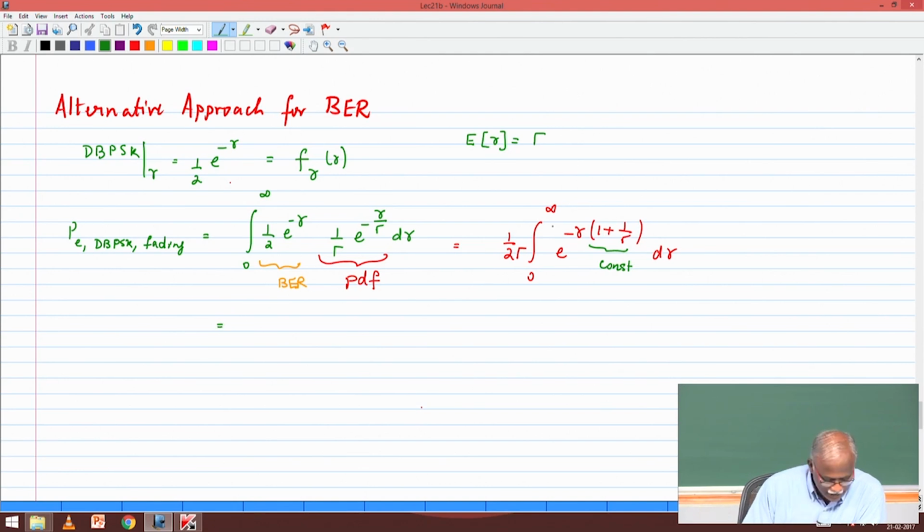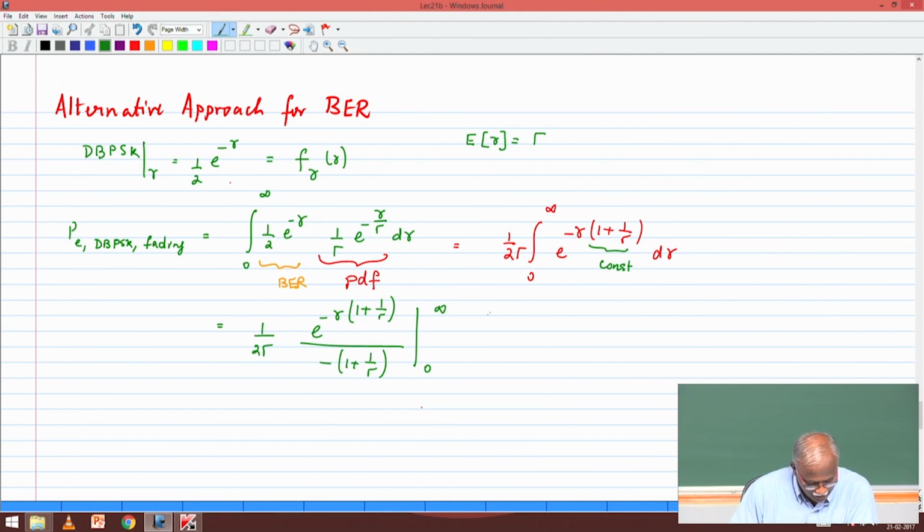Please do the integration. I'll just write down 1 by 2 gamma e power minus gamma 1 plus 1 by gamma divided by the constant, which is minus 1 plus 1 by gamma, and this has to be evaluated from 0 to infinity, and please do confirm that you get 1 over 2 into 1 plus gamma. So the complexity of the integration has been taken out because it's just a simple exponential integral which most of us are comfortable doing.